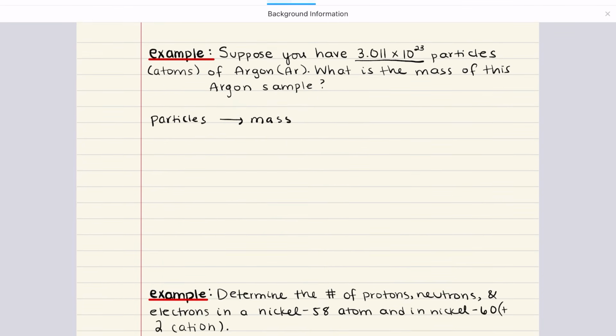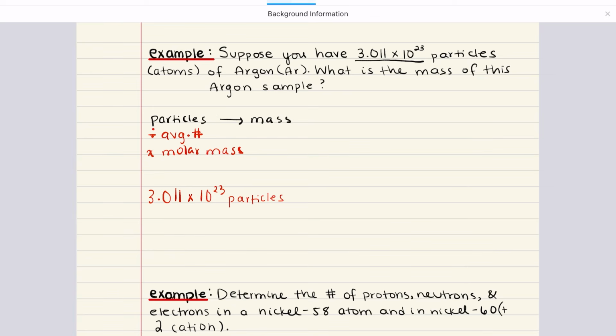We're going to write that down. First, we divide by Avogadro's number, then we multiply by molar mass. And what we're actually going to set up here is what we're going to call stoichiometry in order to convert all the way from particles to mass in a setup that allows us to cancel units appropriately. So the first thing that we're going to write is what we're given. We know we have 3.011 times 10 to the 23 particles.